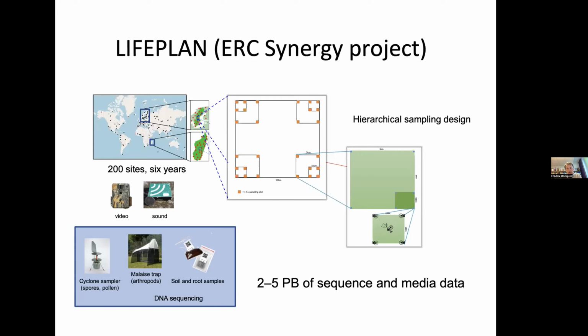They're using a hierarchical sampling design. They're collecting video recordings in the field, sound recordings in the field as well. And they're using DNA sequences of different types of samples. They're using cyclone samplers to collect spores and pollen, using malaise traps to collect arthropods, flying insects to a large extent, and they're collecting soil and root samples, and all of those go through high throughput DNA sequencing. And in total, this project is generating 2 to 5 petabytes of sequence and media data.